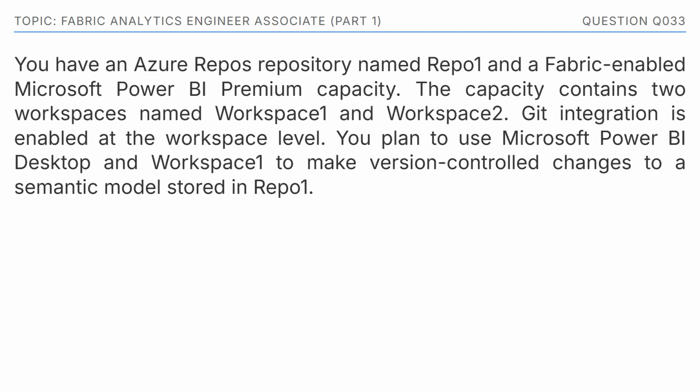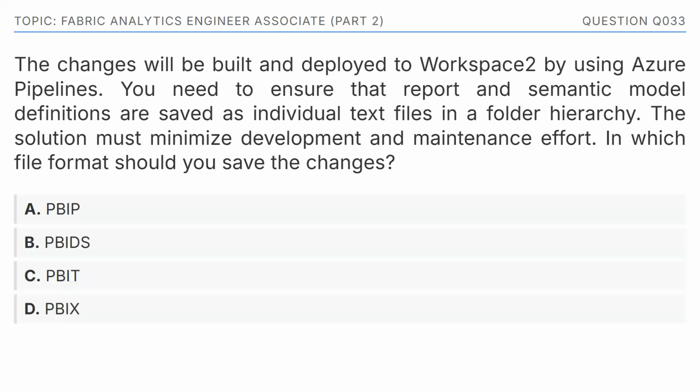You have an Azure Repos repository named Repo1 and a Fabric-enabled Microsoft Power BI Premium capacity. The capacity contains two workspaces named Workspace 1 and Workspace 2. Git integration is enabled at the workspace level. You plan to use Microsoft Power BI Desktop and Workspace 1 to make version-controlled changes to a semantic model stored in Repo 1. The changes will be built and deployed to Workspace 2 by using Azure pipelines.